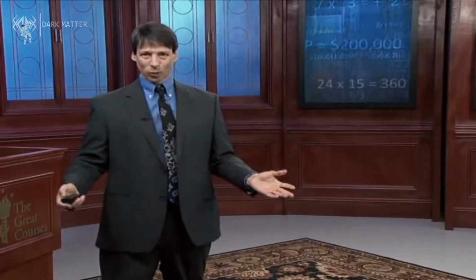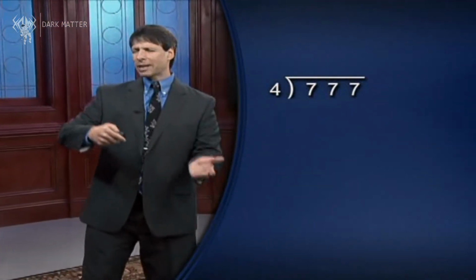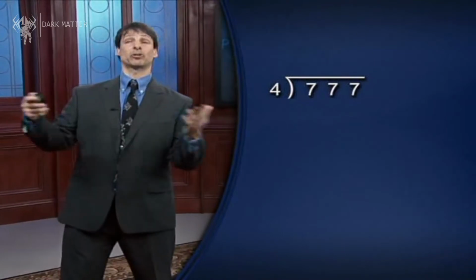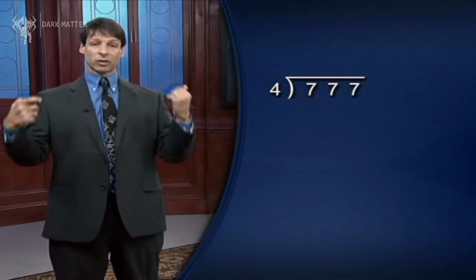Now let's try dividing a 3 or 4-digit number by a 1-digit number. Suppose you just won a jackpot of $777. That's the good news. The bad news is it has to be split 4 ways. Let's do that problem in our head. 4 into 777. Well, 4 times 100 is 400. 4 times 200 is 800. That's too big. So go ahead and say the 100.